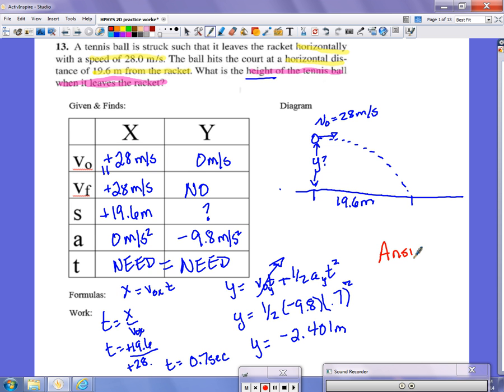So the answer, the launch height is 2.4 meters. It's a scalar. You could put 2.4 above the ground, which is helpful, but not necessarily essential. We're assuming that we're not going to be hitting the tennis ball underneath the ground. Okay, so we're in good shape. That's our answer.